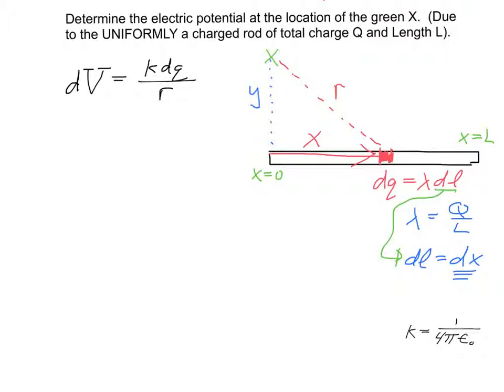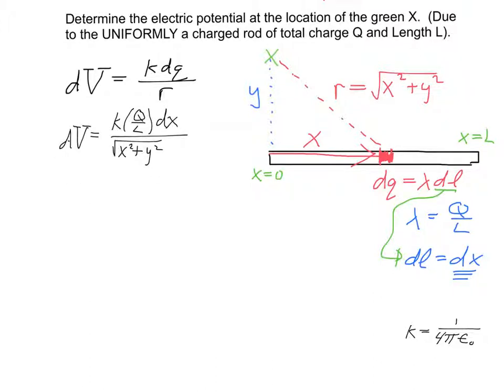We now need to express this r in terms of our variable of integration and other stuff that's not going to change. We can do that using the Pythagorean theorem. r squared will be x squared plus y squared in this picture, so we can put that in there. So now we're ready to put it all together. I'm going to leave the k as it is. The dq now becomes lambda dx. The r is replaced by this, and we have this expression.